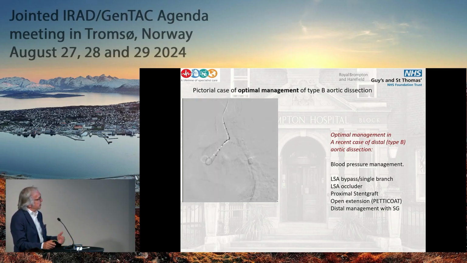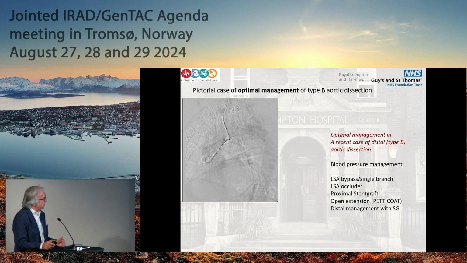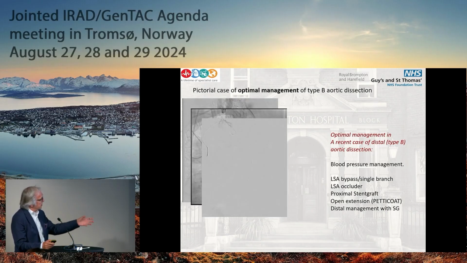Optimal medical treatment, of course, as a first leg in the treatment concept, which means blood pressure management, essentially. After 10 days, we would scaffold the proximal part. We occlude, in this case, the left subclavian and bypass it before. Nowadays, we have single-branched devices that can help us to avoid this operation. Essentially, it's the same approach, distal extension in order to promote distal thrombosis of the false lumen, better remodeling.